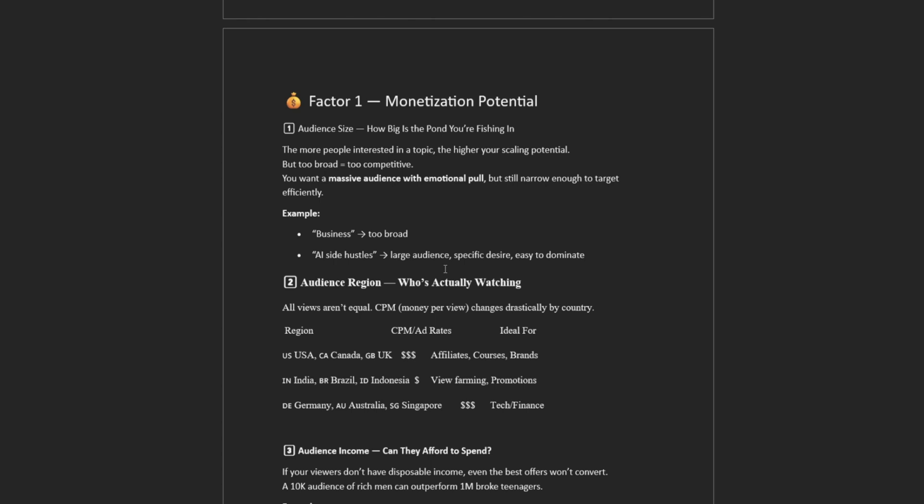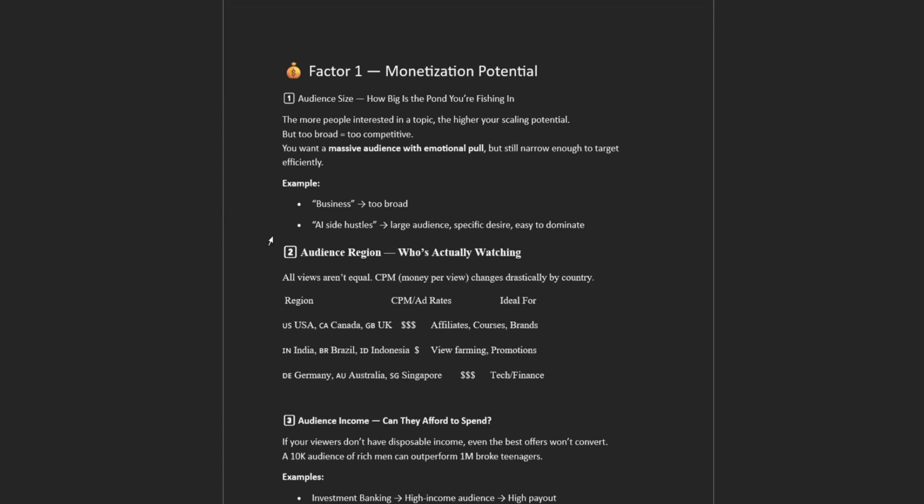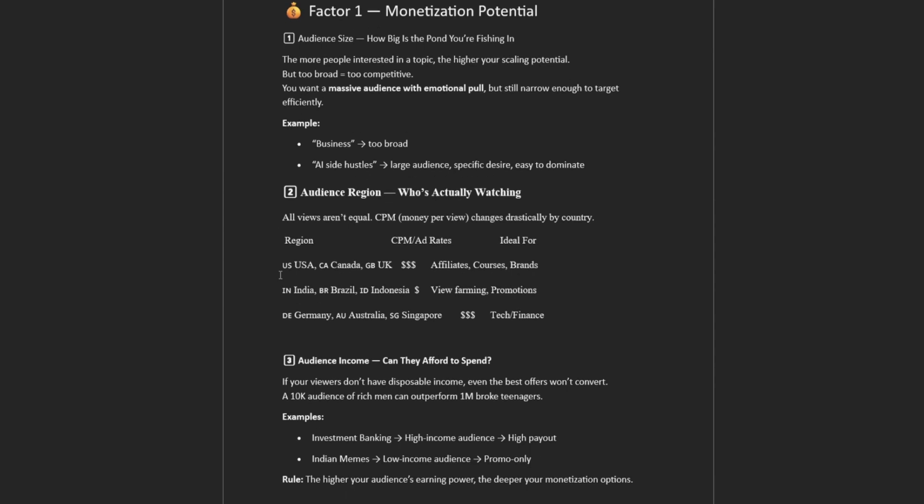Here's an example for you all. A business niche is too broad of a topic. If you do something like AI side hustles, it has a large audience and it's a perfect niche to go into. Now let's focus on the second sub factor, which is audience region. Where is your audience actually from? All views aren't equal. CPM, which is money per view, changes directly by country. In countries like the US, Canada, and the UK, you have higher monetization potential as compared to countries like India, Brazil, or Indonesia.